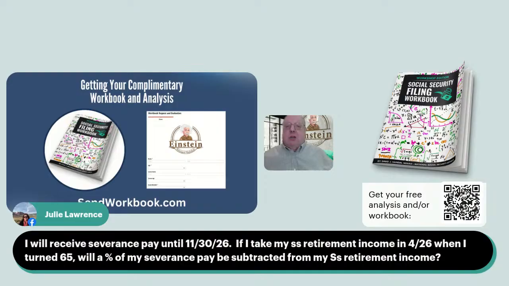I'll receive severance pay until 11/30/26. If I take my Social Security retirement income in 4/26 when I turn 65, will a percentage of my severance pay be subtracted from my Social Security retirement income? Yeah, not a percentage of your severance pay, but it will count if it makes your income more than $24,500. You're going to lose a benefit of $1 for every $2 over that. Severance pay is counted as income, so no way to avoid that.